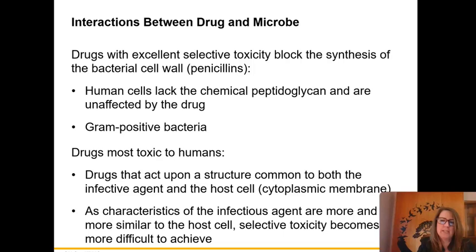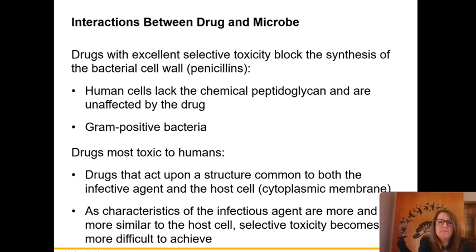Okay, so the title of this slide is Interactions Between the Drug and the Microbe. So a little bit repetitive from the previous slides, but it's a good summary slide. So drugs with excellent selective toxicity are going to block the synthesis of bacterial cell wall. So these are considered the penicillins. So human cells, we lack the peptidoglycan layer, so therefore that drug is not going to affect our cells.